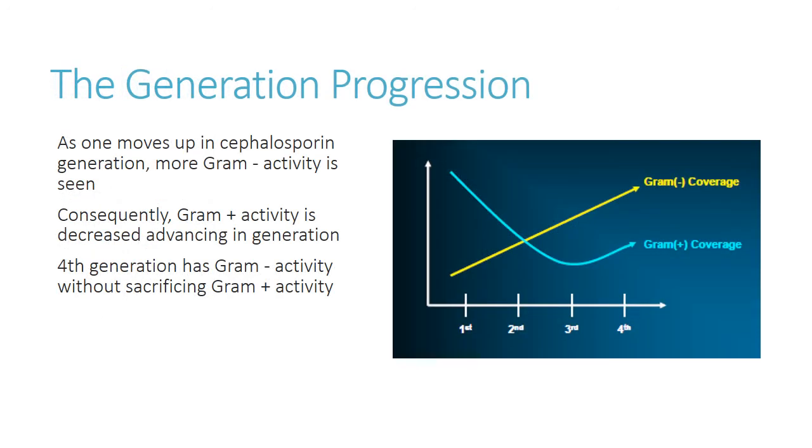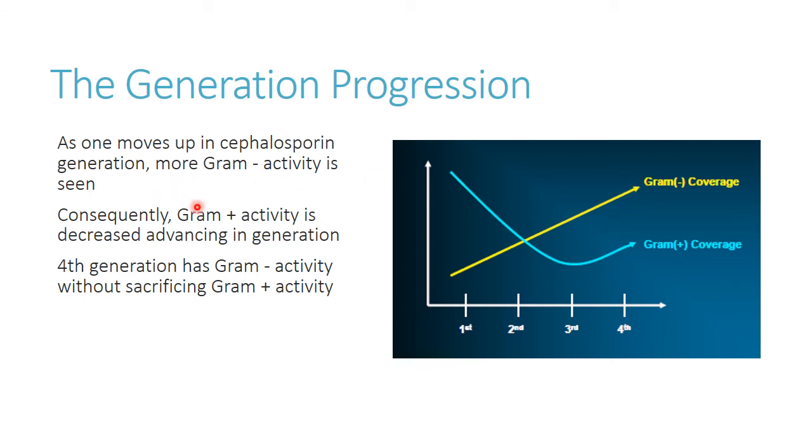Okay, so looking at the generation progression here, as you move up in the cephalosporin generation, you're going to have more gram-negative activity being seen. If you're looking at gram-negative activity from first to second to third to fourth, you're going to see more gram-negative activity, which is a good thing.